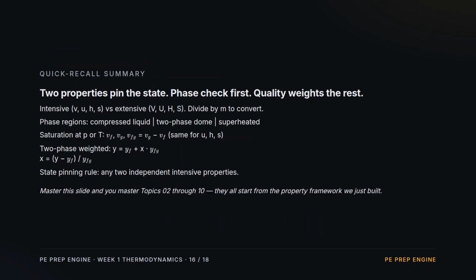Quick recall. Divide by mass for extensive to intensive. 3 phase regions, 2 saturation curves. Saturation values vf and vg. Gap, vfg. In the 2-phase region, every specific property is the mass-weighted average with quality x, and any 2 independent intensive properties pin the state. Master this slide and you master topics 2 through 10. They all start here.